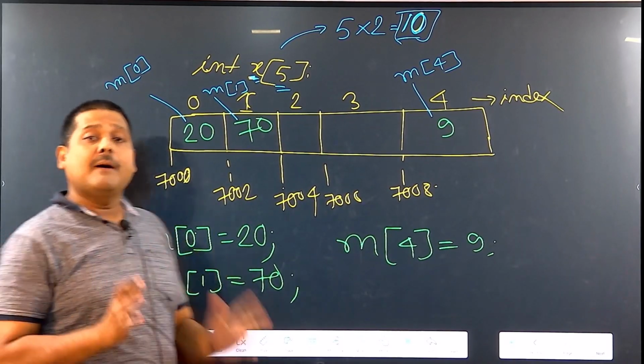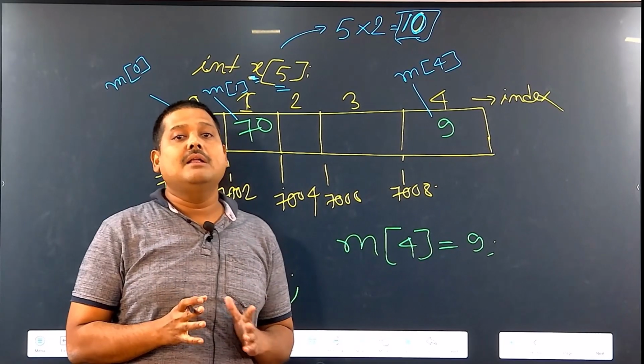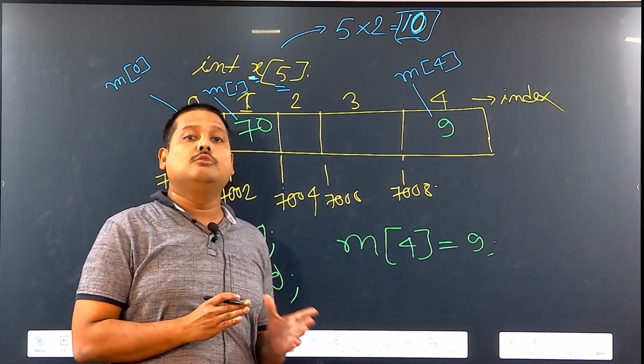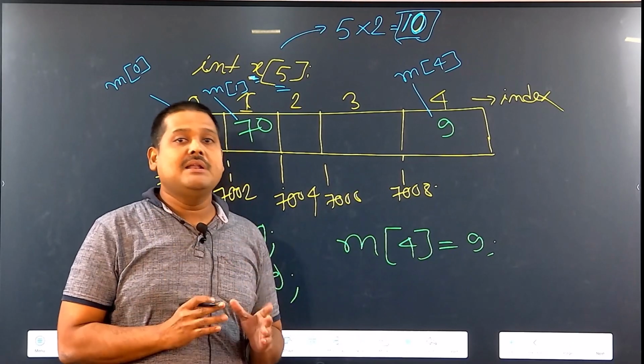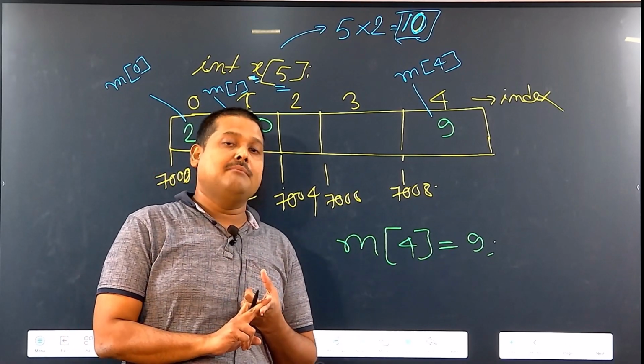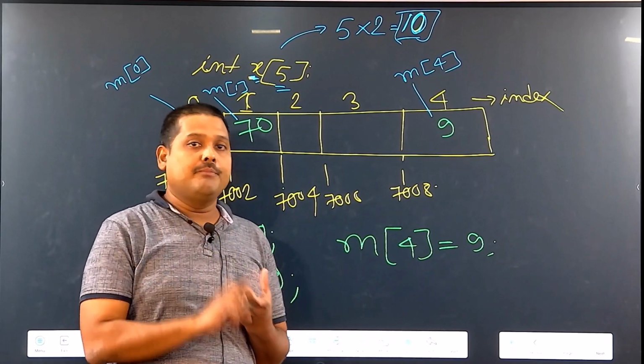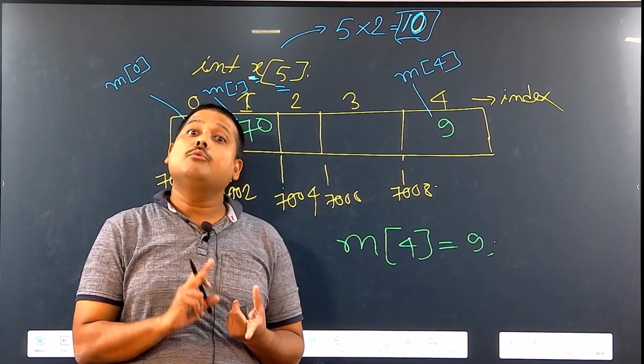So what is the main purpose? The purpose is very simple. The purpose is to store multiple values, and all those values are of similar type, by help of a single name. सारे values एक ही टाइप का, एक ही डेटा टाइप का होगा, and by help of a single name we will remember all of them.